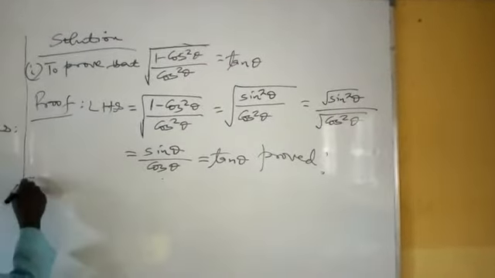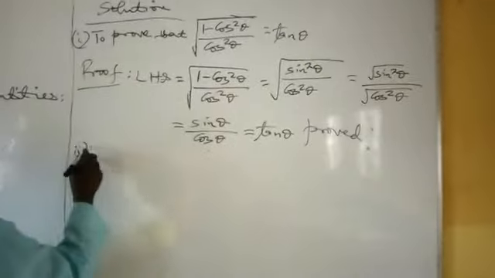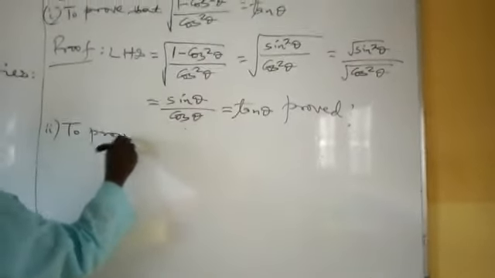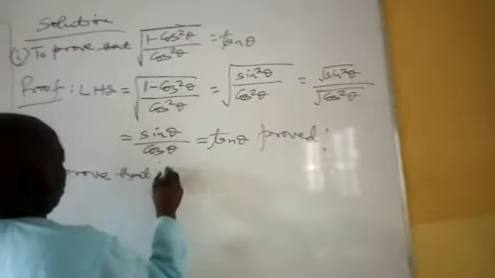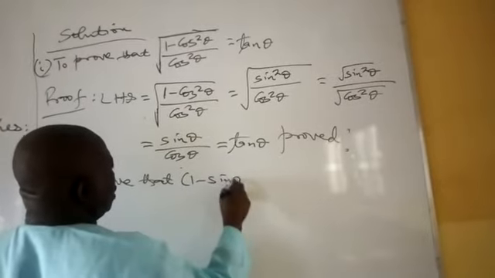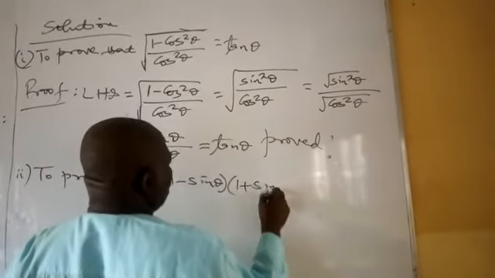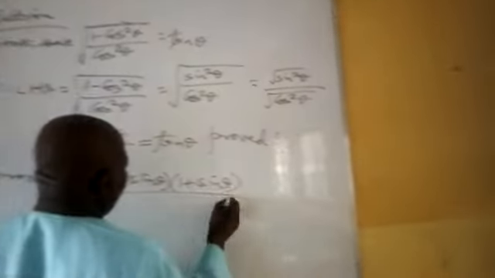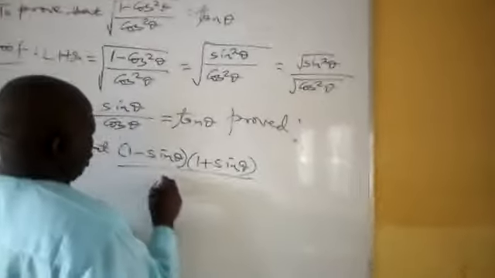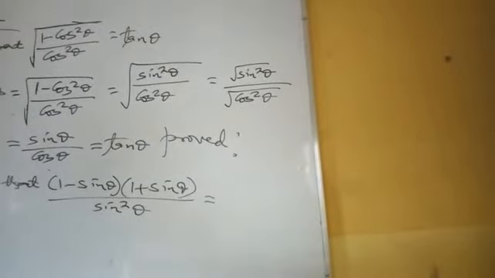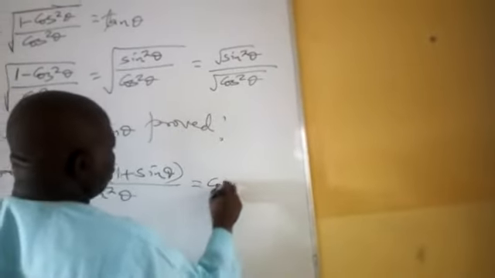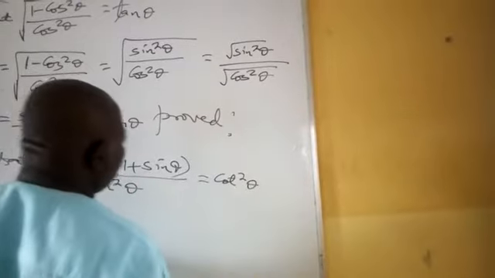2. We have to prove that 1 minus sin theta into 1 plus sin theta over sin square theta is equal to cot square theta. This is what to prove. Then proof.